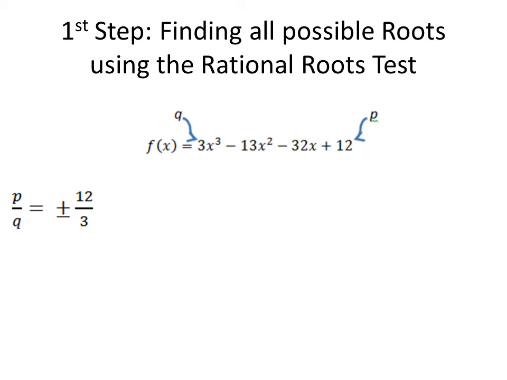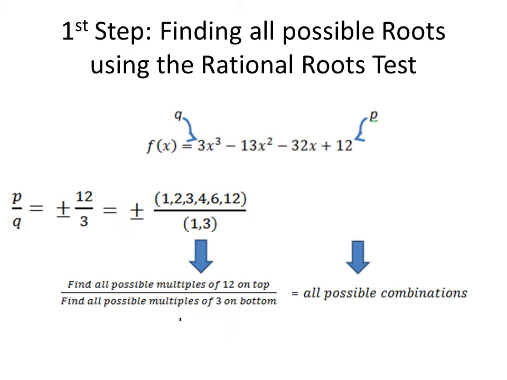So I'm going to take my p and divide it by q, and I get 12 divided by 3. It doesn't matter if the 12 or 3 is negative or positive, because I'm going to find both the positive and negative. I'm going to find all possible factors for the 12 and for the 3. On the top I get 1, 2, 3, 4, 6, and 12, and on the bottom the factors of 3 are 1 and 3.